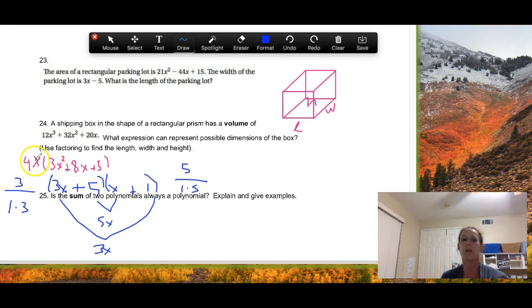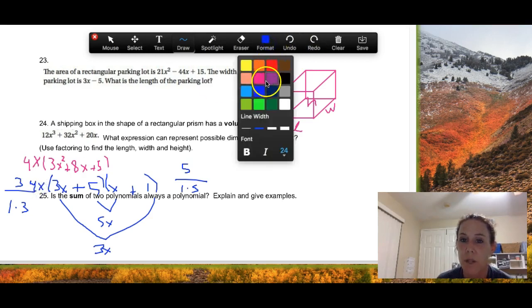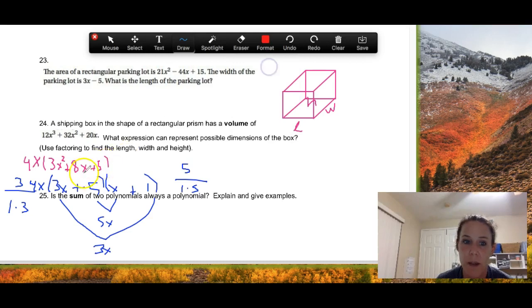So I've done it. So this factors into this, and remember this is the factor on the outside, it's still here. So there is my solution, and let's circle it in red. 4x times 3x plus 5 times x plus 1. Okay, so that would be a length, a width, and a height. So if you did 4x times 3x plus 5, that could be a width, and a height could be x plus 1.